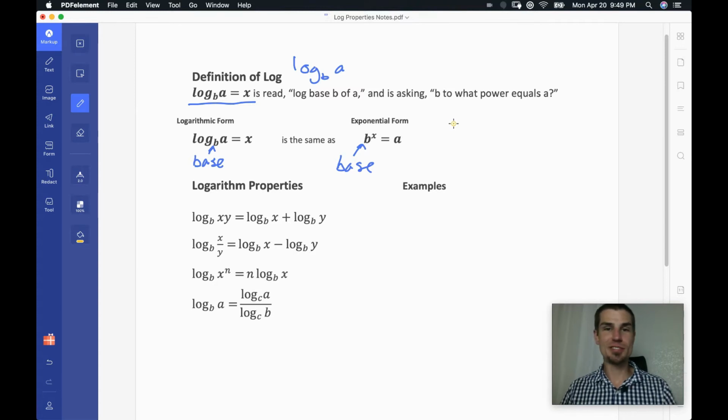So let's just deal with kind of a standard logarithm question you might see.